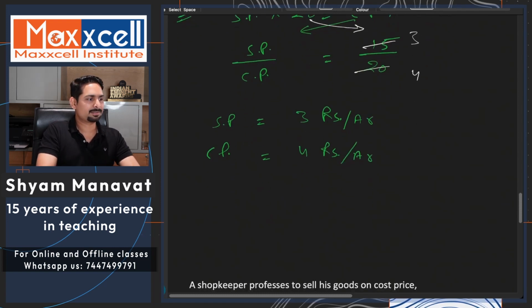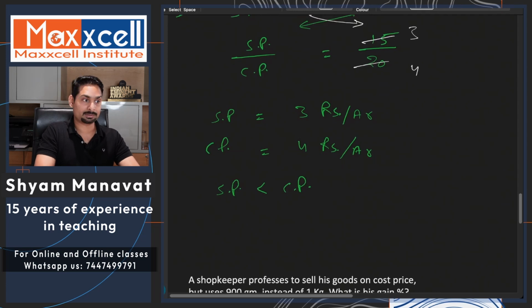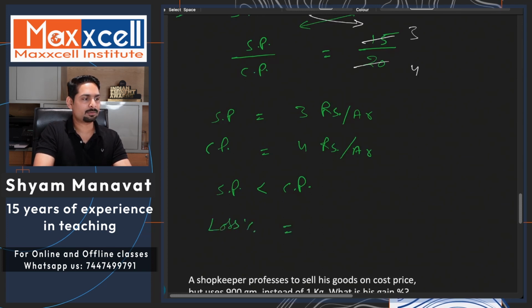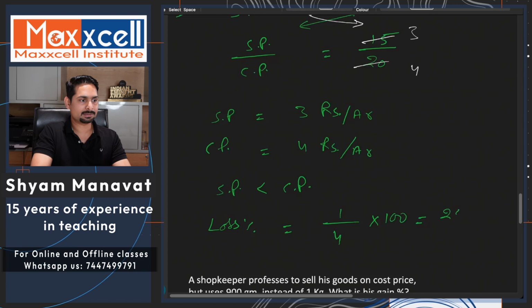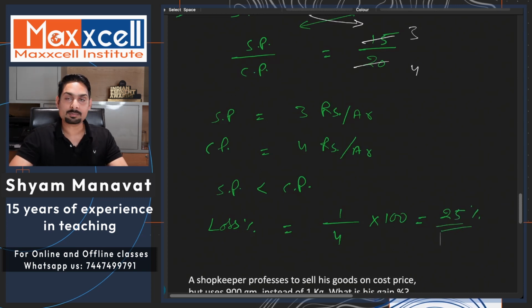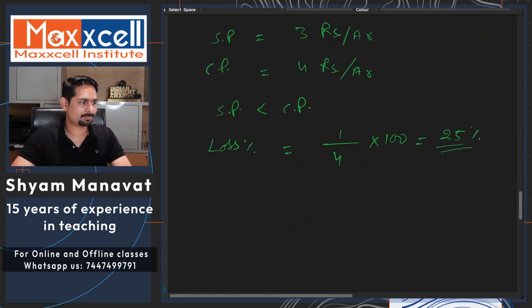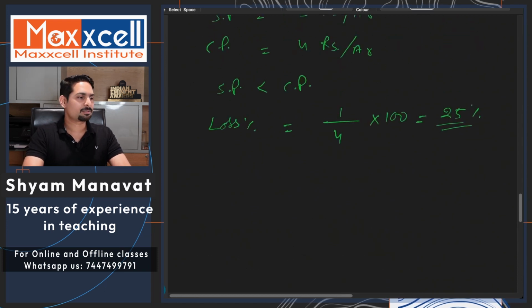Here selling price is less, cost price is more. This is the case of loss because you are selling at a lesser price. So what is the loss percentage? Difference 1, cost price 4, into 100. This will get you 25%. I hope this is clear. Very good. I'm sure you must have got the same answer also.